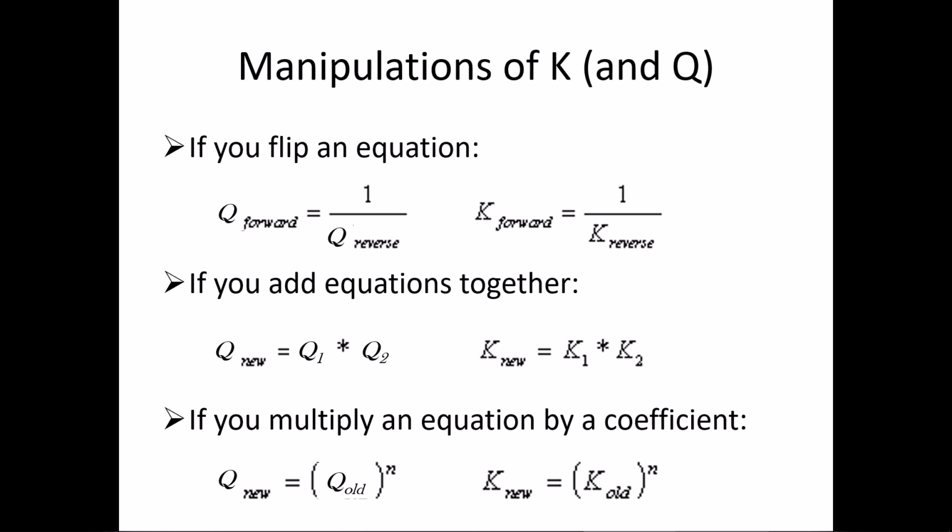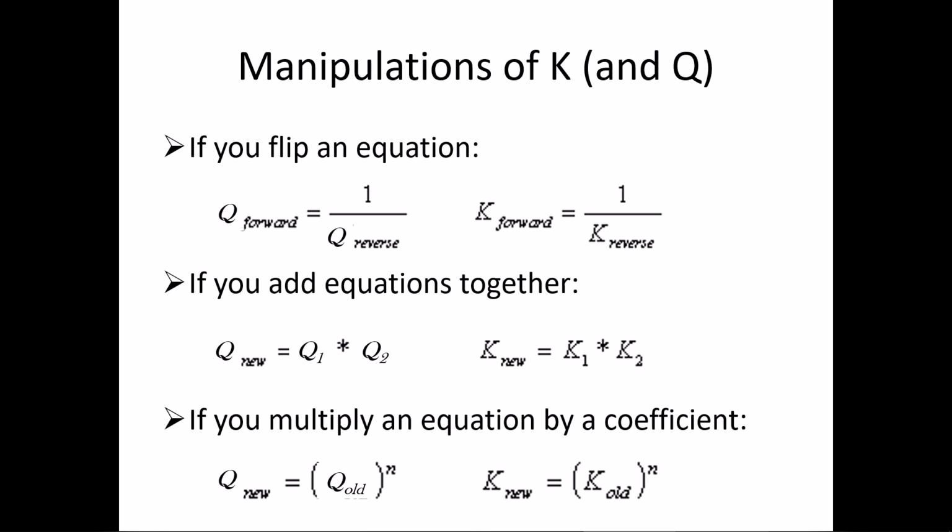Now if we know the Q or K value for a particular reaction, we can also calculate what Q or K would be if our balanced reaction changed in some way. So for example, if I know the K equilibrium value for a forward reaction, I can calculate the K equilibrium value for the reverse, because it's just the reciprocal. So K equilibrium of a forward reaction is equal to 1 over K of the reverse.